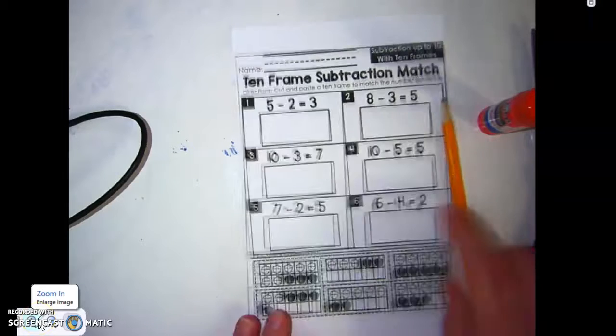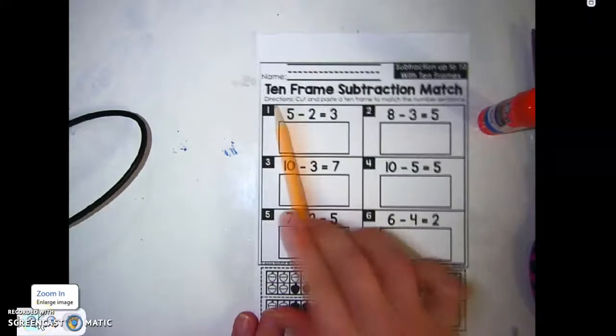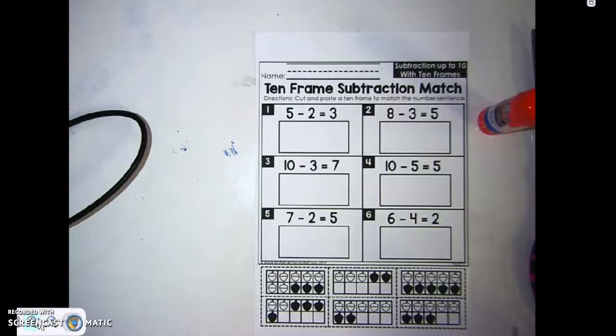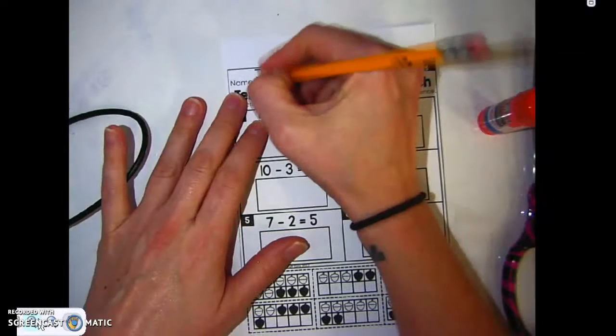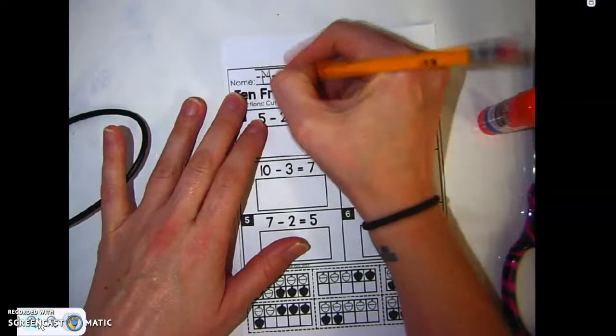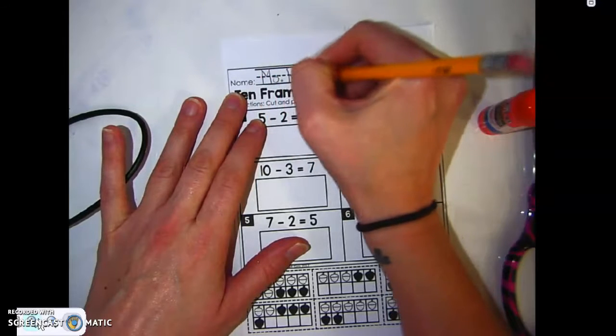Hi friends, for today's math journal, we're going to need our 10 frame subtraction match, a glue stick, and a pair of scissors. Now I'm going to remember the first thing I do is always the same. Look at the top and write my name.